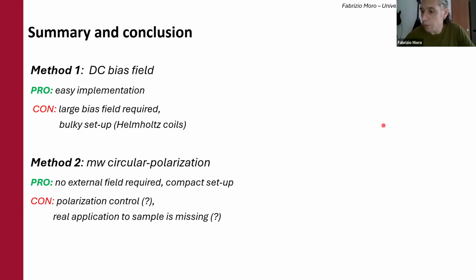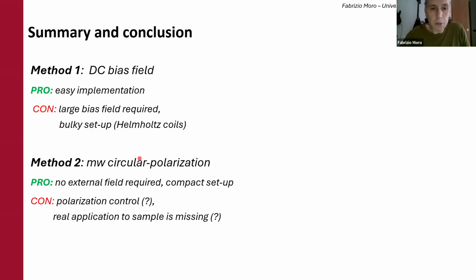Okay, in conclusion, this is my last slide. I conclude with a summary and a comparison between the different methods. So I have presented the DC bias field method, which provides a very easy implementation. This method has been routinely implemented in laboratories, but the cons are that it requires a relatively large magnetic field, which can interfere with the virgin magnetization state of the material that you want to study. And on the other hand, it needs a bulky setup because of the Helmholtz coils that have to provide this homogeneous field at the sample location.